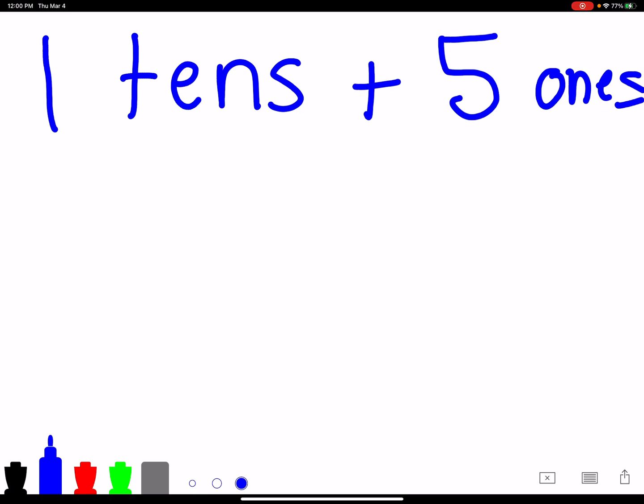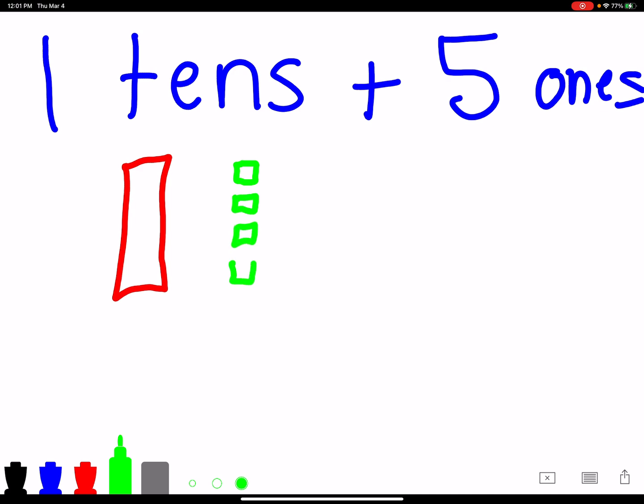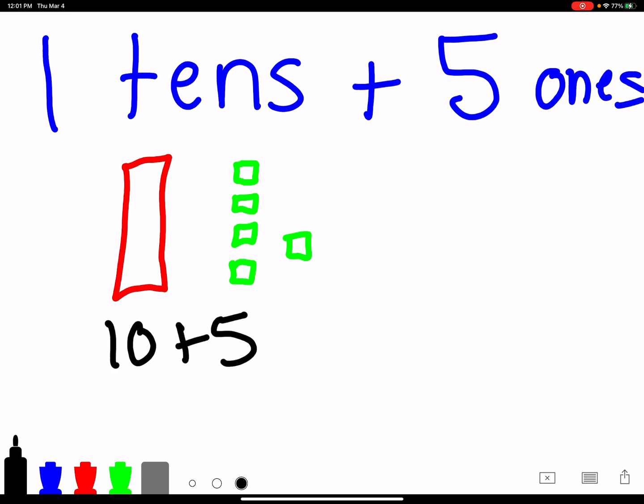So what I like to do is draw it out. So I'm going to draw a long rod to represent 10, and then I need to draw 5 ones. So I need to draw 5 little blocks. 1, 2, 3, 4, and 5. So we know that long rod is 10, and we have how many ones? We have 5. So if we count 10, 11, 12, 13, 14, 15, we would have the number 15. Yeah, I meant to go over that with you beforehand, but better late than never.